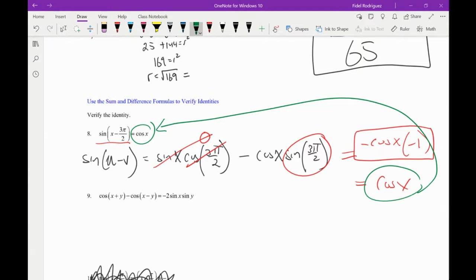Yes, right? Because the sine of 3 pi over 2 is -1, and -1 times the negative cosine x is just cosine x, right?